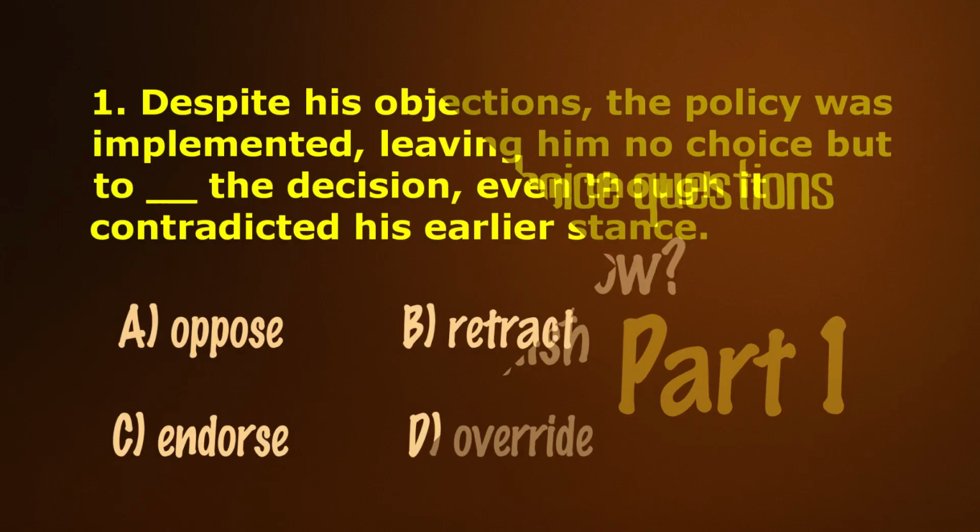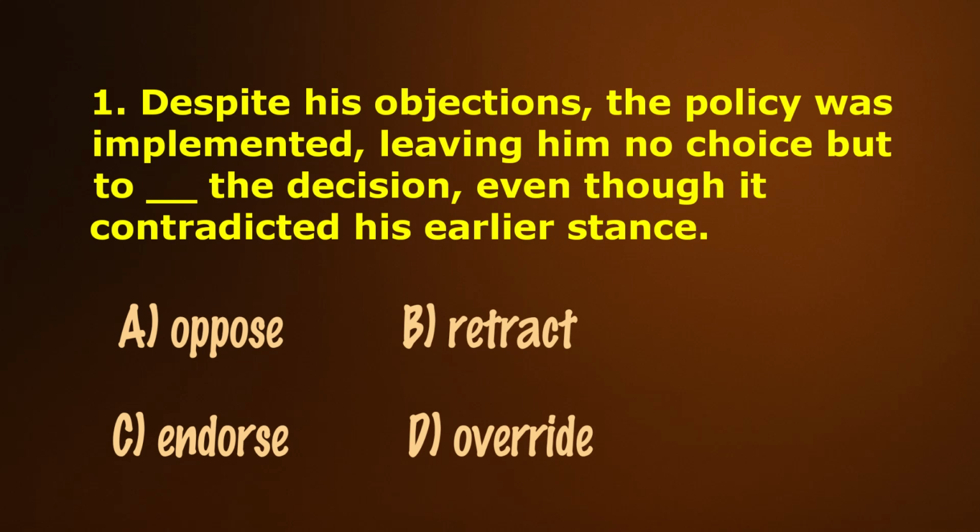Let's get started. Now the first question is: despite his objections, the policy was implemented, leaving him no choice but to blank the decision, even though it contradicted his earlier stance. The options: oppose, retract, endorse, override. So the correct answer in this question is endorse.